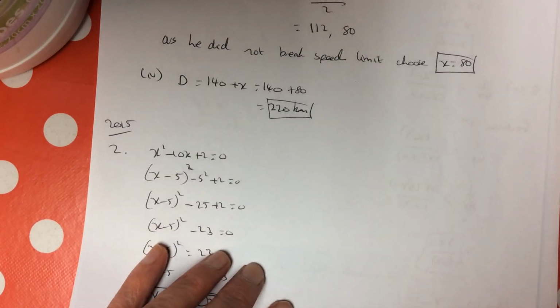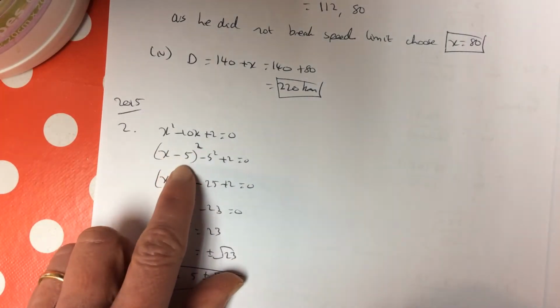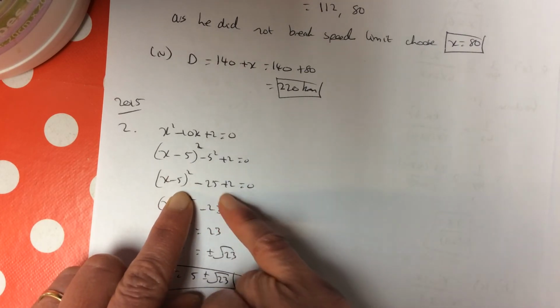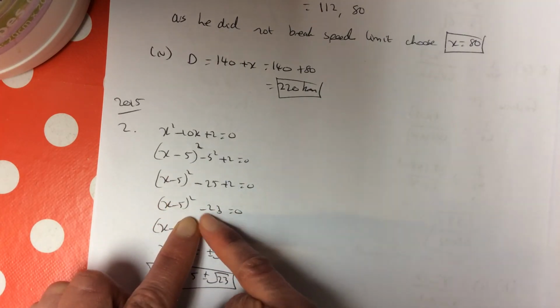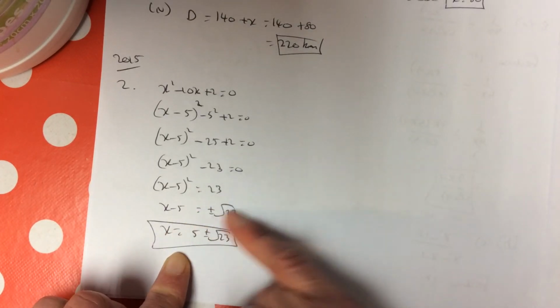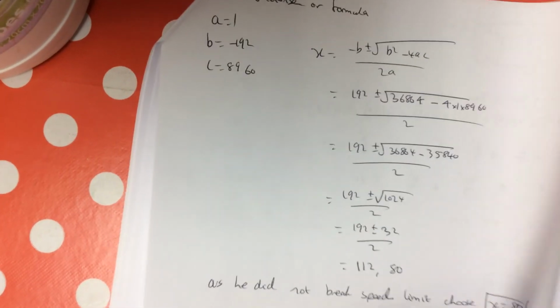2015. Completing the square. Half the middle, take it away squared, it's always a take away, and tidy up. Bring your 23 over, bring your square over as square root, and bring your 5 over as an adding.